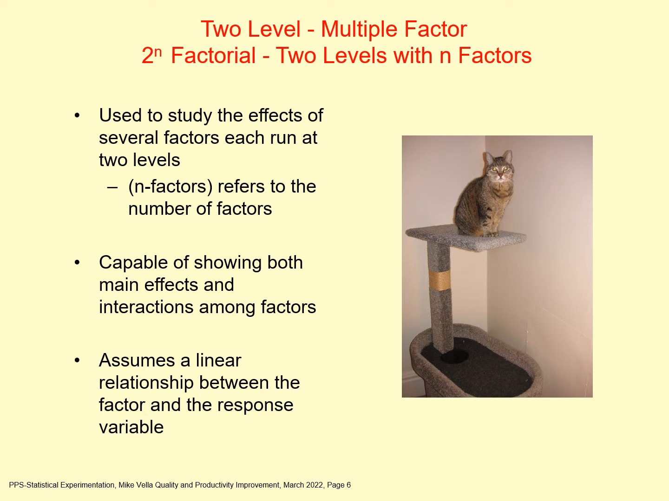2-level multiple factors are used to study the effect of several factors, each run at 2 levels. N factors refers to the number of factors, in this case 2^n. This type of experiment is capable of showing both the main effects and interactions among factors. It assumes a linear relationship between the factor and the response variable.